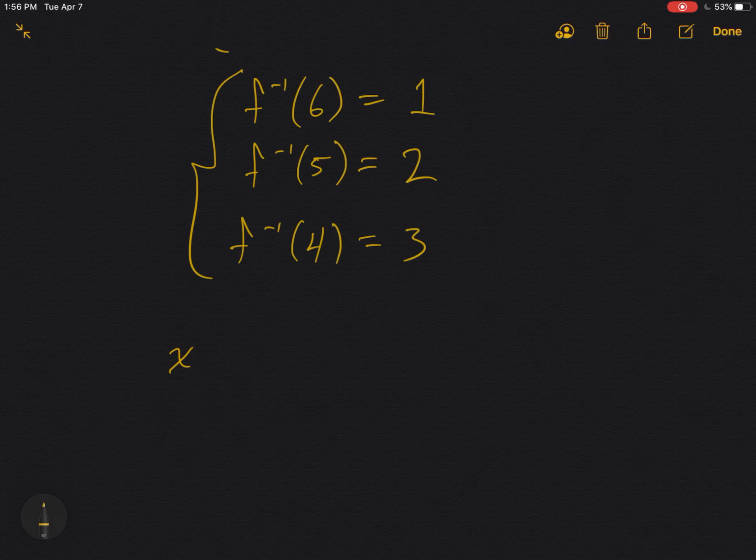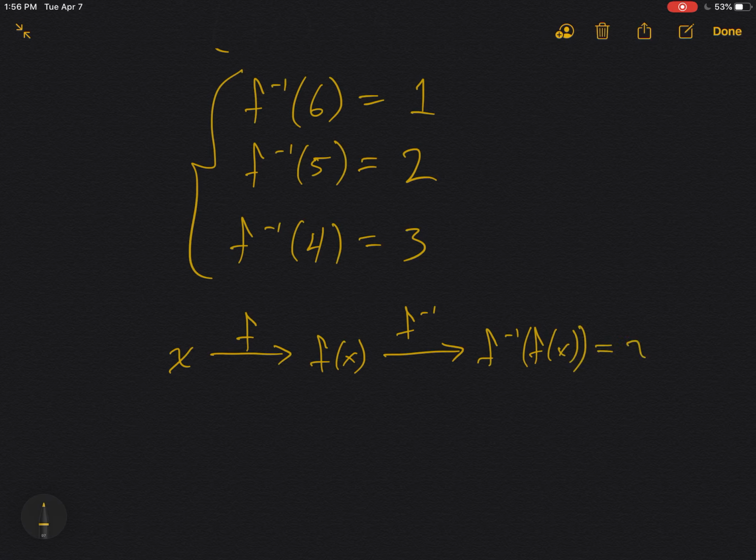Now here's sort of a fancy way of writing that in terms of compositions. Notice that for any input x that we take, if I feed that through the function f to get f of x, and then plug that into the inverse function, that would be f inverse evaluated at f of x. But that should bring me back to the original input. And that's what we saw in the example up above, so maybe let me write down a small example here.